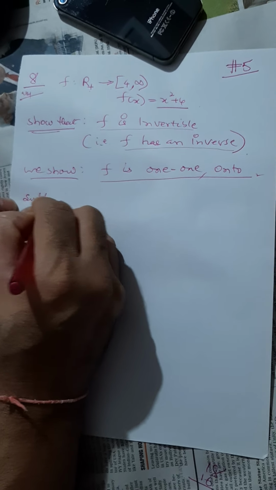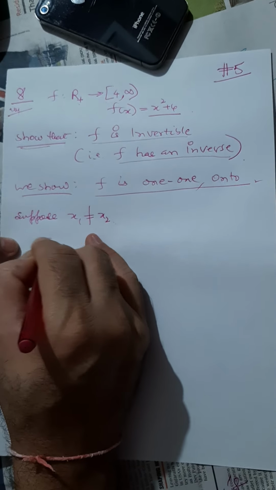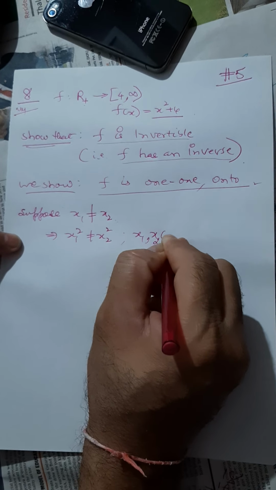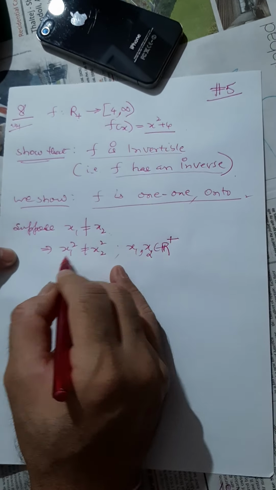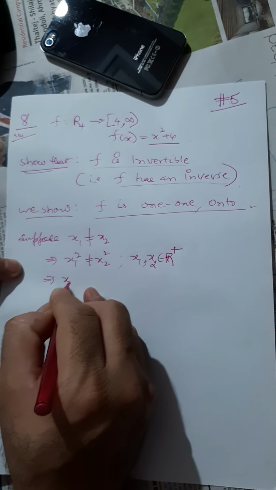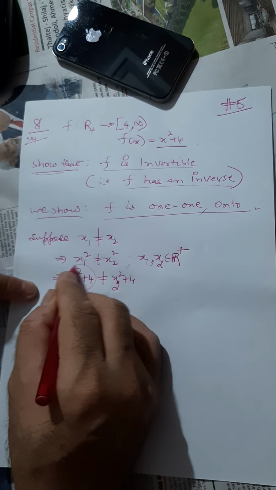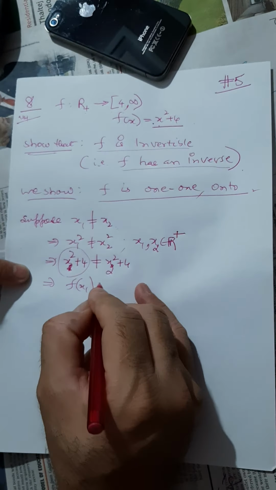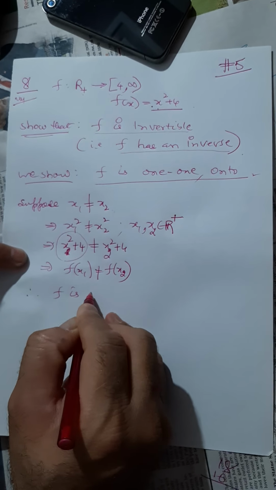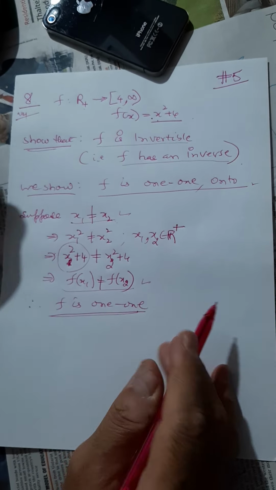Suppose I'll start with this: x1 is not equal to x2. Suppose two numbers are different, then obviously their squares will be different. Remember here x1, x2 belong to R plus; otherwise squares might be equal, but they belong to R plus. Now you add 4 on both sides. So x1 square plus 4 obviously is not equal to x2 square plus 4. Now what is this? This is f of x1. Just go back to the definition. What is this? This is f of x2. So you've shown that f is one-one. Elements are different, images are different. So f is one-one.